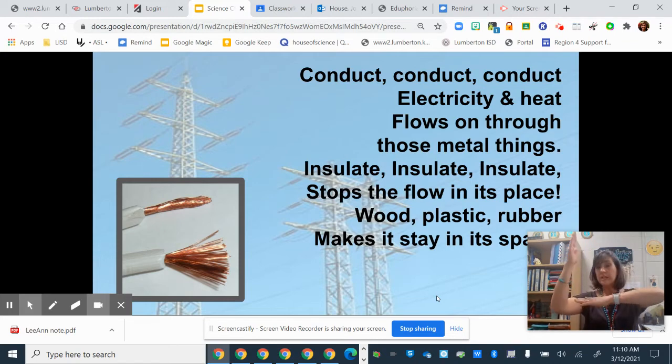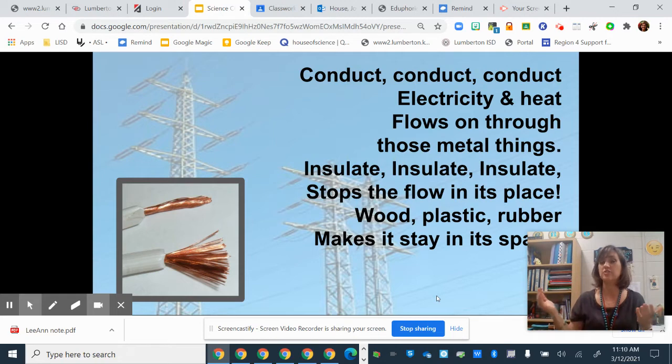We're going to be the switch for a circuit. So conduct, conduct, conduct, electricity and heat flows on through those metal things. Insulate, insulate, insulate, stops the flow in its place. Wood, plastic, rubber makes its day in its space.